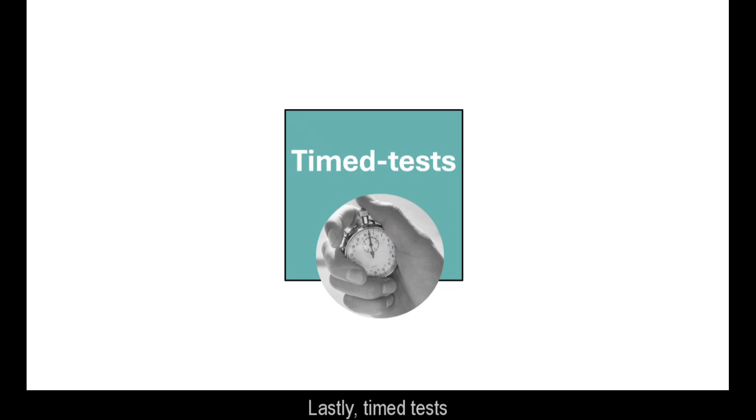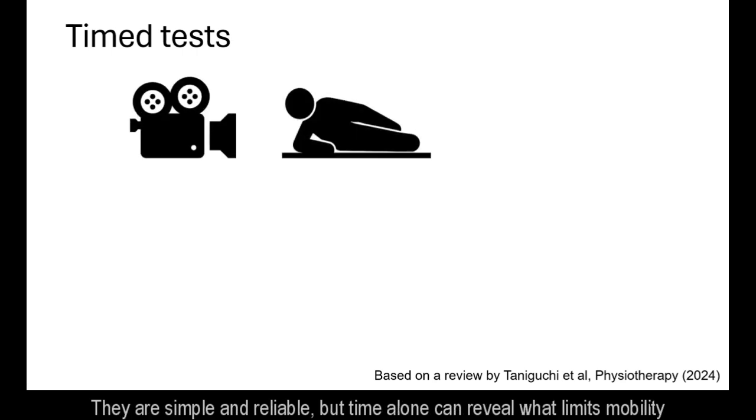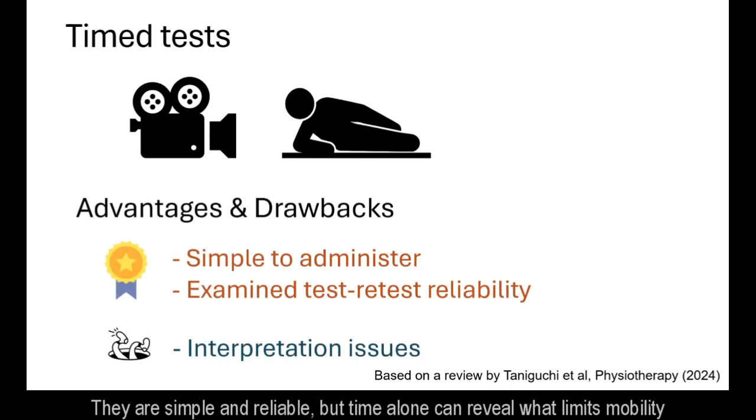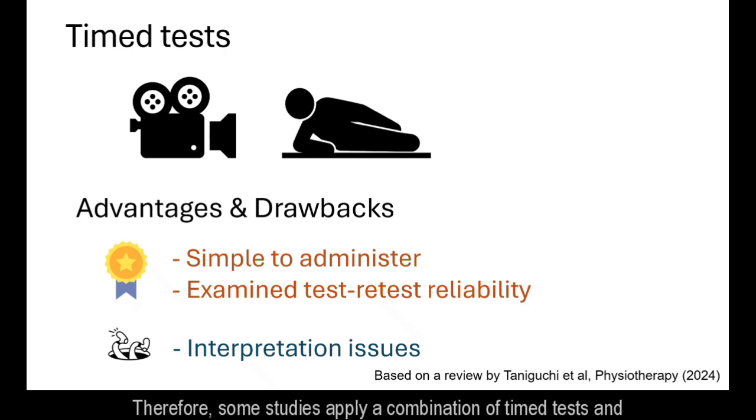Lastly, timed tests. Timed tests measure how long it takes to get out of bed, from supine to the upright standing position, or supine to sitting in the bed, often using video recording. They are simple and reliable, but time alone can't reveal what limits mobility, like reduced trunk rotation. Therefore, some studies apply a combination of timed test and movement categorization, as I'm going to show you in the next slide.